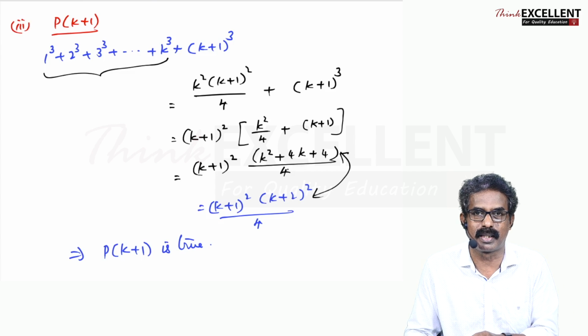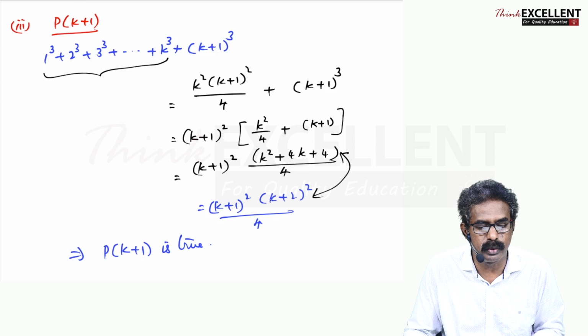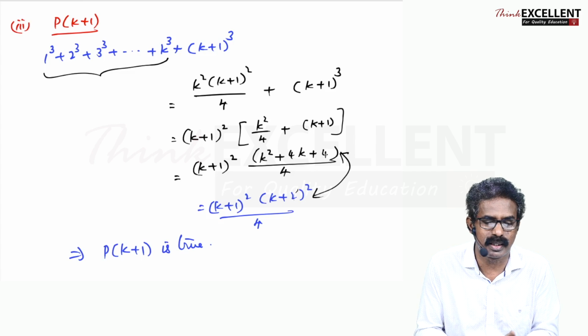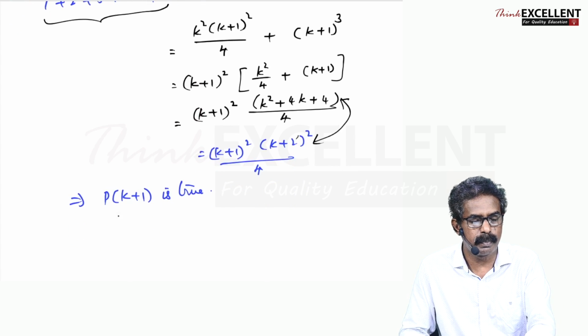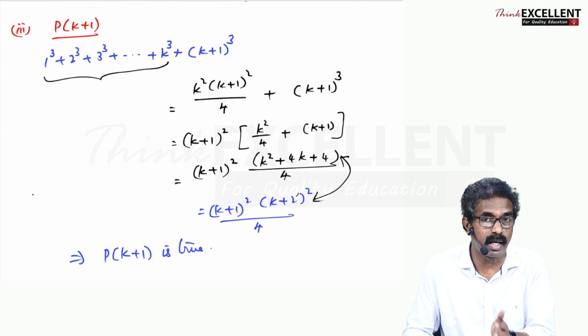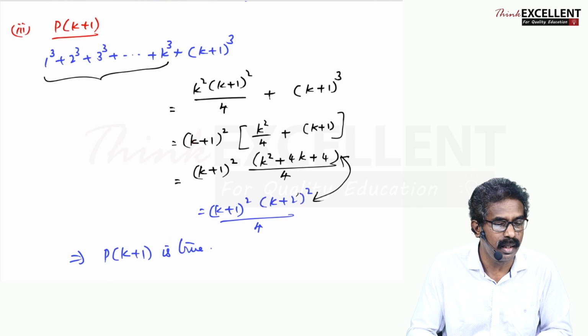A plus b the whole square. That is easy, right? A plus b the whole square is a square, plus 2ab, plus b square. K square. 2ab, 2 into k into 2, 2 2s are 4, 4k. Plus b square, 2 square is 4. Yes, you got it. So no need to factorize and show. Okay, this is the answer you are getting. So P of k plus 1 is true. So by the principle of mathematical induction that you have to copy. Okay, by the principle of mathematical induction, P of n is true for all natural numbers.